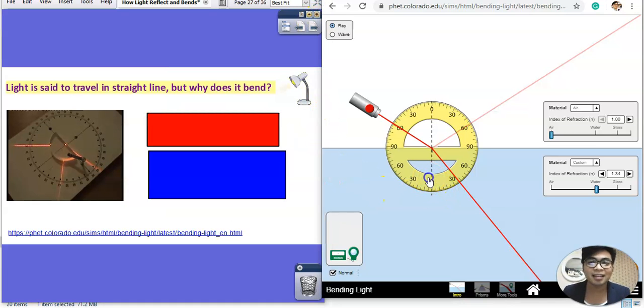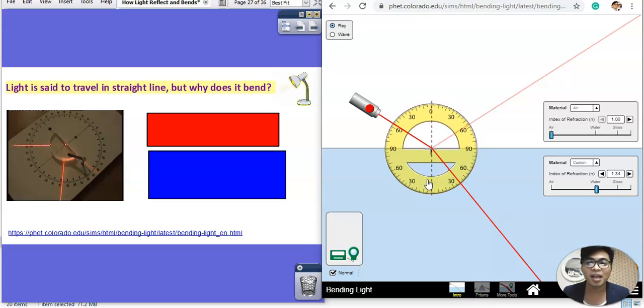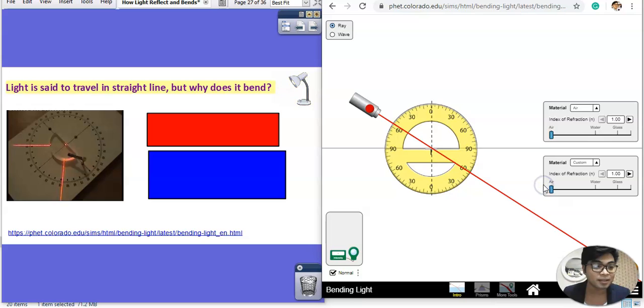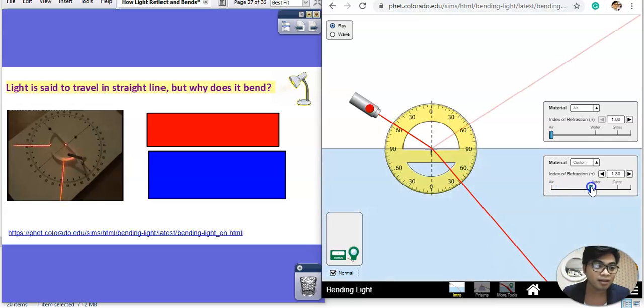They say that light travels in a straight line, but here is my question. Why does it bend in here? Look at the material. What might be the reason for this? First, you need to take a look if these two have the same material. This one is air, this one is water. Try looking again. I'm going to make it air, and if I fill it with water, look at what happens to the light. It tends to bend.